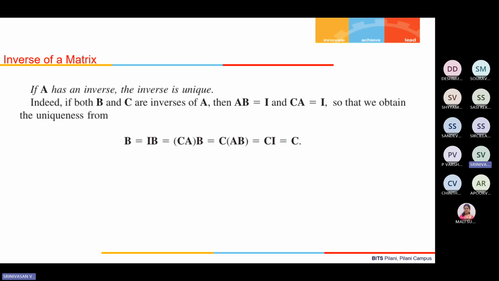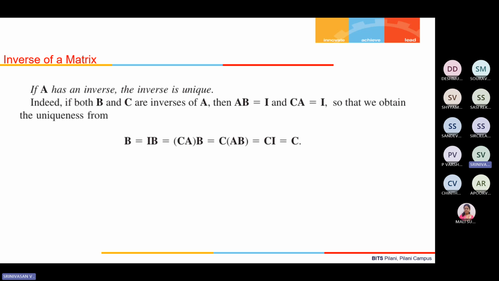So CA is I, property is made use of. Now, associative property is possible for multiplication of matrices. CA into B is same as C into AB. But then, since B is inverse of A, what is AB equal to? I. CI. But what is CI again? By multiplicative identity property, C.